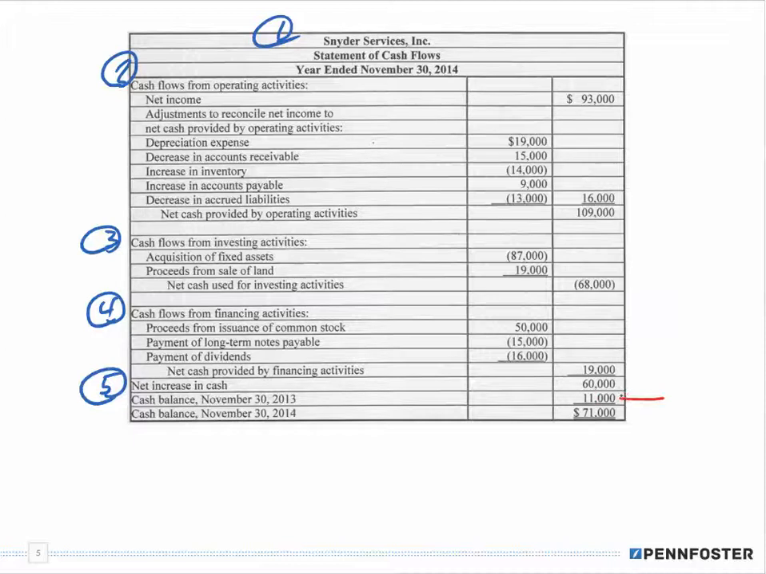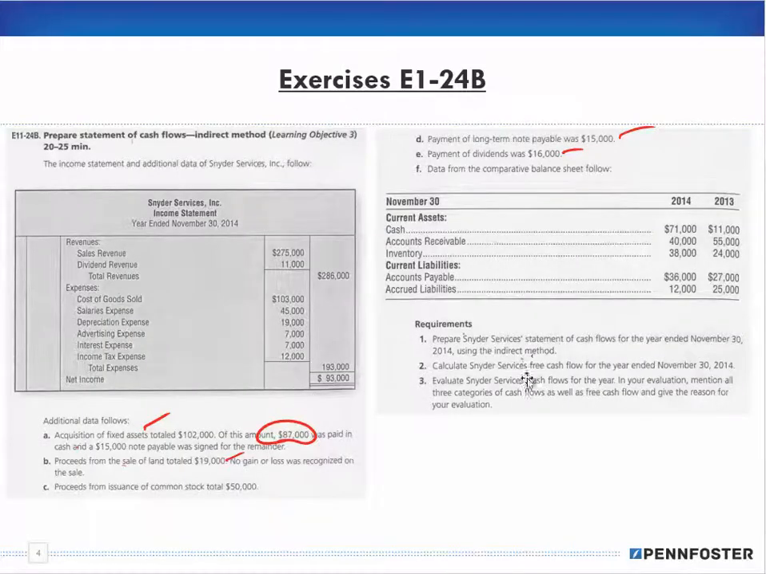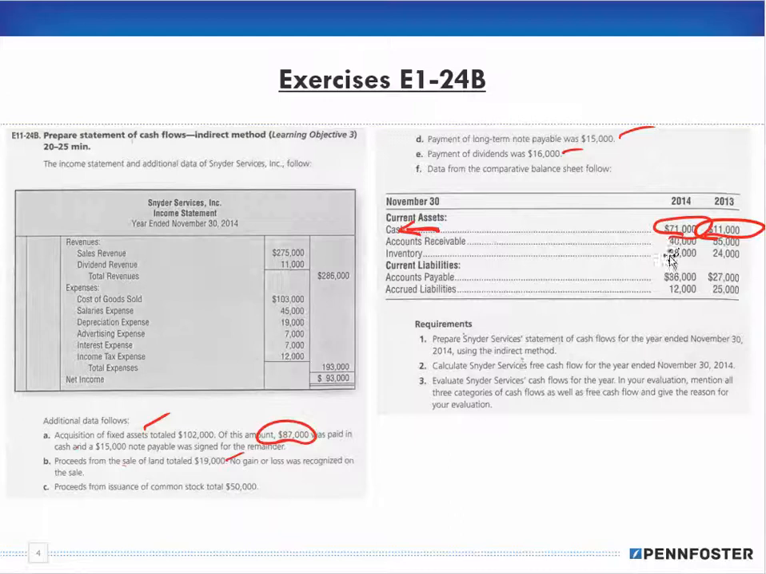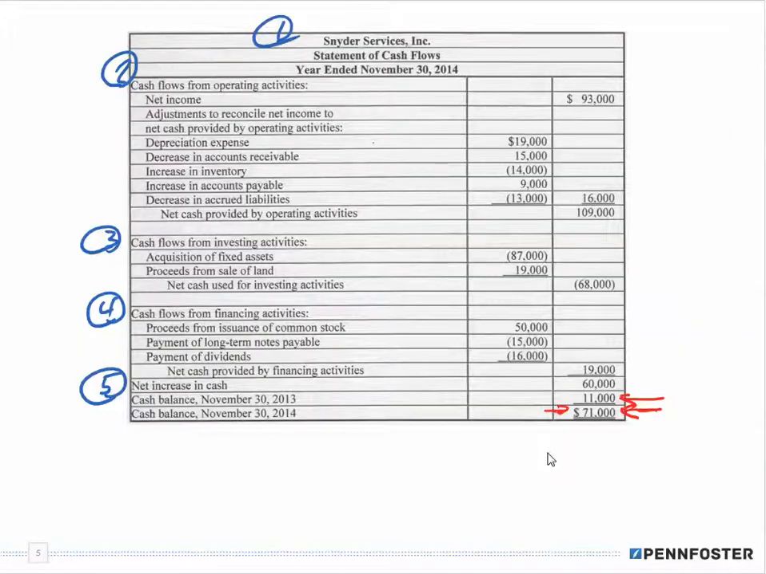And we have a beginning balance of 11,000 from November 20th, 2013, right here, cash from 2013, and our ending balance is 71. If our cash balance is 71 ending, that's our double check figure, because if we start out with 11 and we increase it by 60, that means we've increased our cash to 71, and that figure should tie out with this figure over here. And that's the reconciliation aspect of it, to make sure that you're correct. If you come up with 70,000 instead of 71, you have a mistake somewhere.